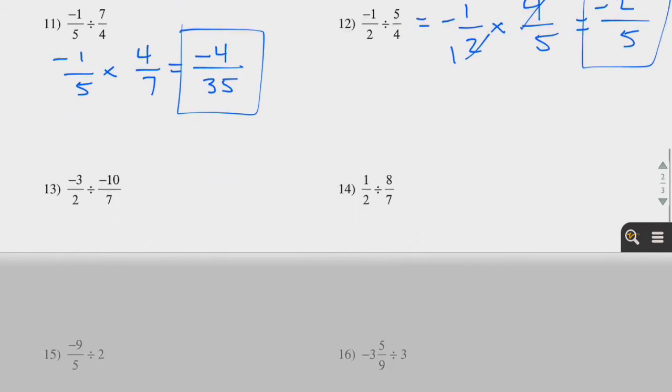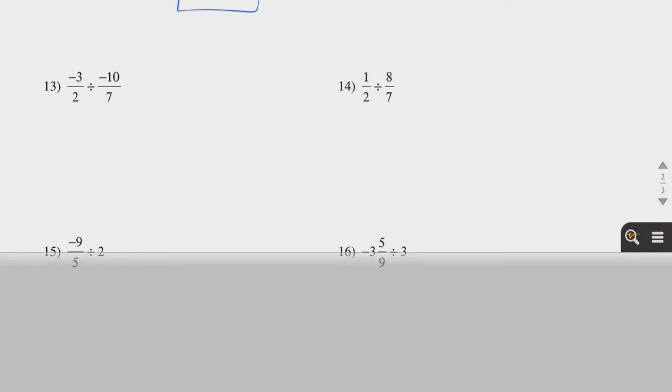Okay, number 13. Negative 3/2. We're just going to rewrite that, and instead of divided by, we're going to put multiplied, and then flip the negative 10 over 7. So we end up getting 7 over 10, and that's a negative. We can't reduce anywhere, so we're going to multiply straight across. Negative 3 times negative 7 is positive 21 over 2 times 10 gives us 20. 20 goes into 21 one time with 1 left over, 20. And that's our final answer.